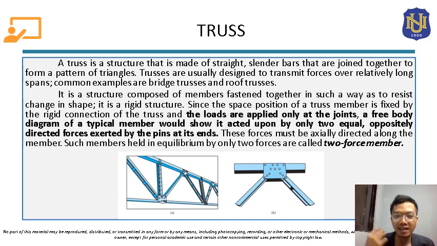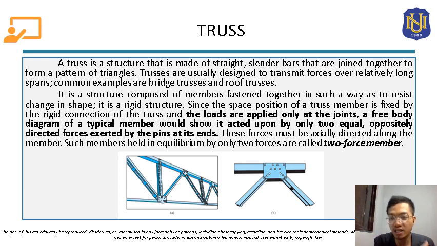A truss is also a structure composed of members fastened together in such a way as to resist change in shape. It is a rigid structure, meaning our assumption here is that the structure will not experience deformation. Since the space position of a truss member is fixed by the rigid connection of the truss and the loads are applied only at the joints, a free body diagram of a typical member would show it acted upon by only two equal, oppositely directed forces exerted by the pins at its ends. These forces must actually be directed along the members.